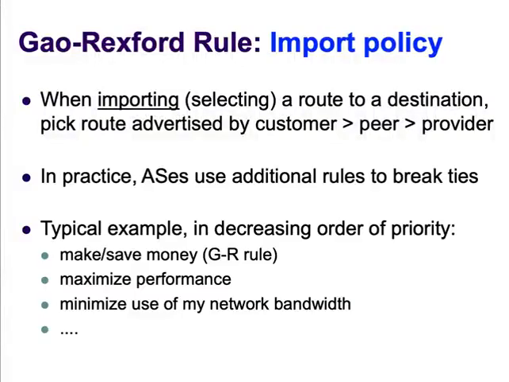In practice, ASs will use additional rules. So, you might have, for example, many peers. Let's say you had no customers, but you had many peers whose route you could have picked. So typically what an AS will do is they will apply the Gao-Rexford rule. And they'll say, okay, I heard the path advertised from these 3 peers. And then they'll have additional policies for how to pick amongst those 3. And they'll do things like picking based on the performance of the path or maximizing use of your network bandwidth and so on. And when we get to the details of BGP, we'll talk about how they implement those. But the Gao-Rexford rule is typically the first rule you apply.